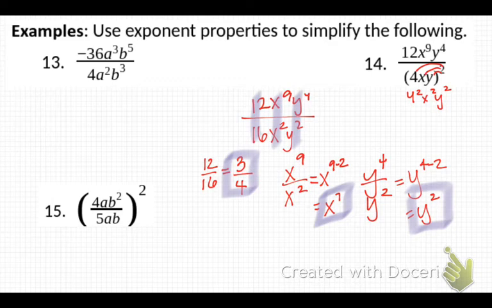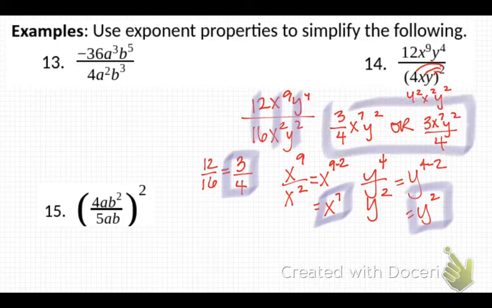And there's 2 ways of writing this correctly. I can write 3/4 x to the 7th y squared, or I can write 3x to the 7th y squared and put the whole thing over 4. But these are both the correct answer. You only need to write one of those on a test or a quiz, but they are both acceptable answers.